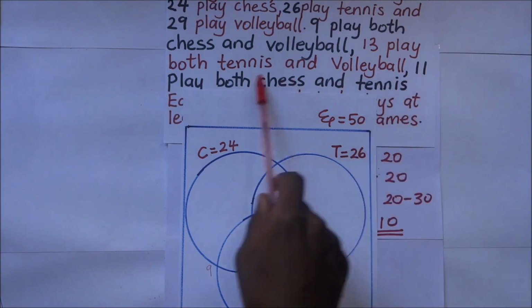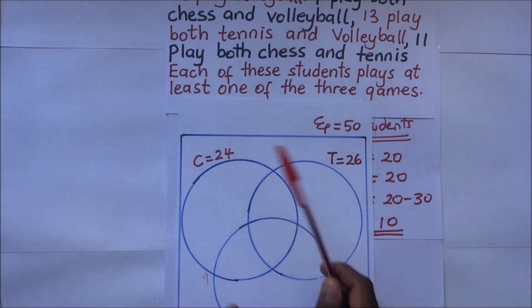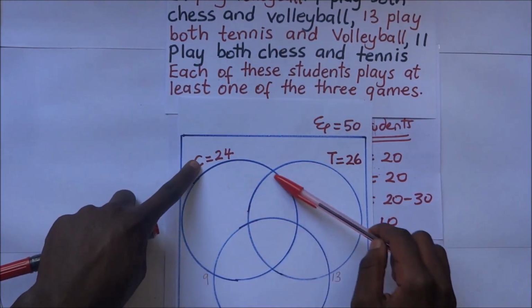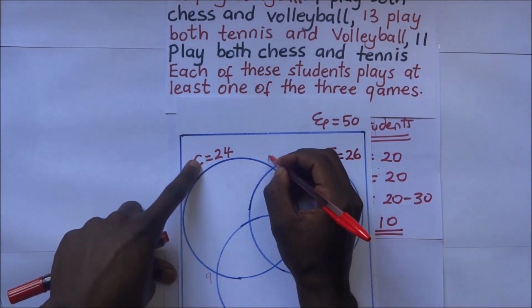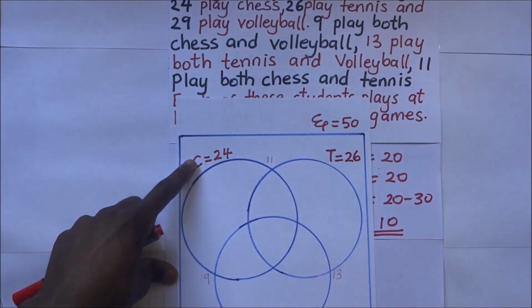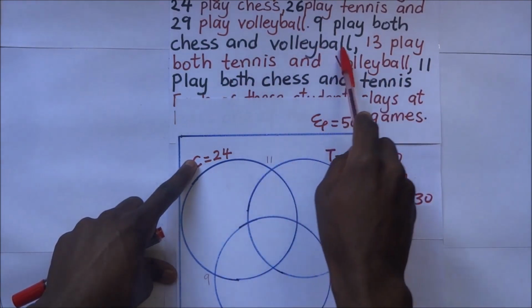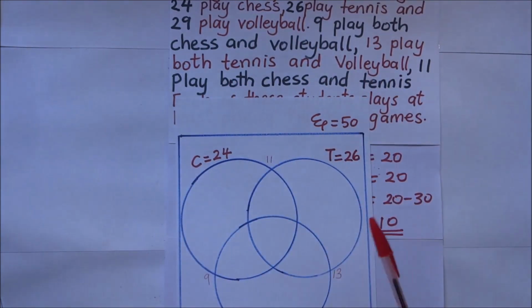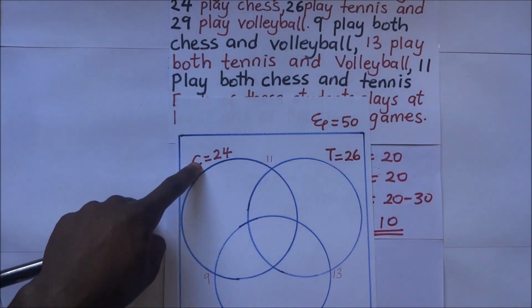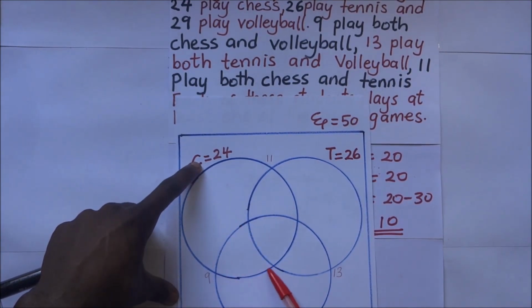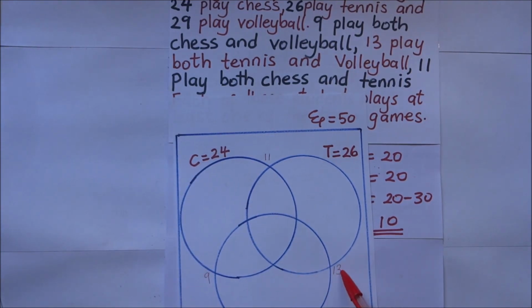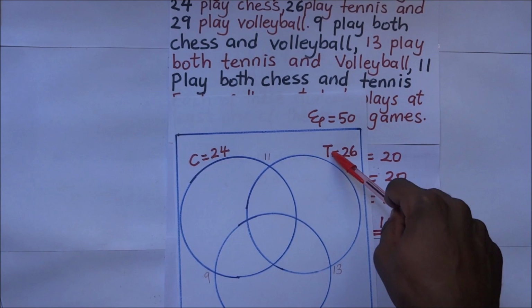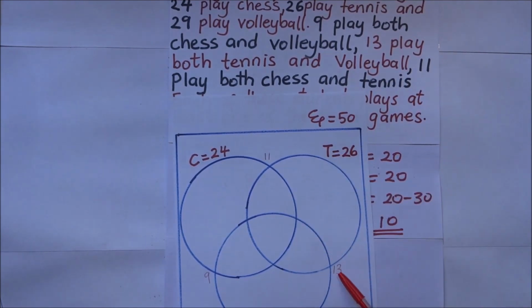Then 11 play both chess and tennis. Those who are playing both chess and tennis here are 11, so we put it there. Now, if the question had told us that 9 play both chess and volleyball only, it would simply mean that those who play chess and volleyball only are just this part, and we would put them there. If they said those 13 play both volleyball and tennis only, that word only, it would mean that this 13 is supposed to be put here.